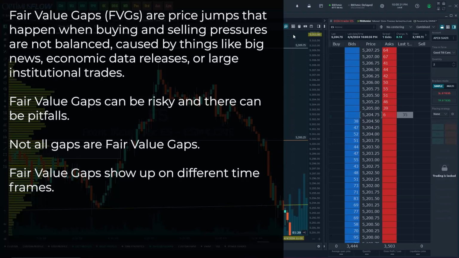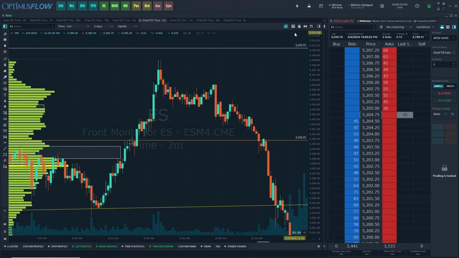Fair value gaps show up on all types of time frames. What we're looking for when trying to identify a fair value gap is when there's a significant price move where the neighboring wicks leave a portion of this candle exposed, creating that gap. And it's also advised to use a mix of indicators, stop losses, wait for confirmation, and be patient when trading fair value gaps.